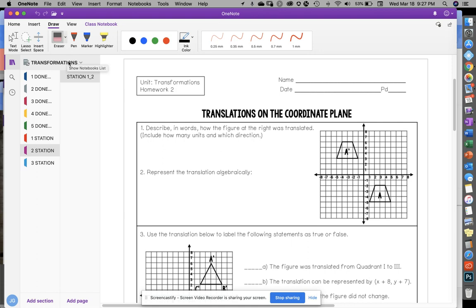Okay, this is translations on the coordinate plane. This is the teacher station. You'll know because it says homework 2 at the top of your paper. All right, let's get started.